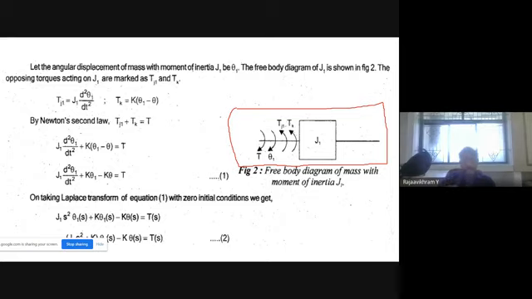Capital T and theta 1 are applied torque. Tj1 and T suffix K are opposing torque. That's why the two arrow marks are anti-clockwise. So first draw the free body diagram. If you miss any one of the terms, the final expression will be wrong. If you miss any one of the terms in your differential equation, the final answer will be wrong.